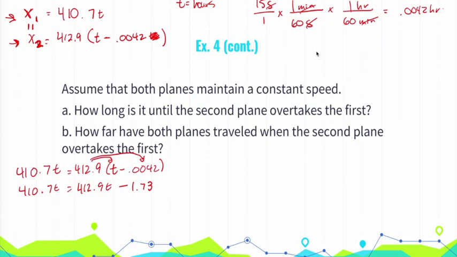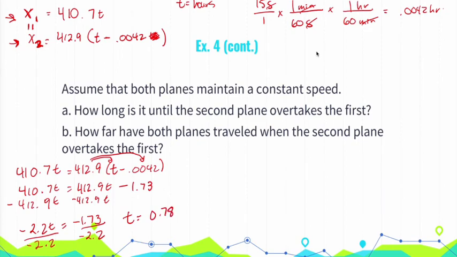Move all of our t's over to one side. That's going to give us negative 2.2t equals negative 1.73. Divide by negative 2.2, and we're going to get that t equals 1.73 over 2.2, which is 0.7879. Hours. Our t was in terms of hours, which makes a lot more sense. All right, so 0.79 hours.